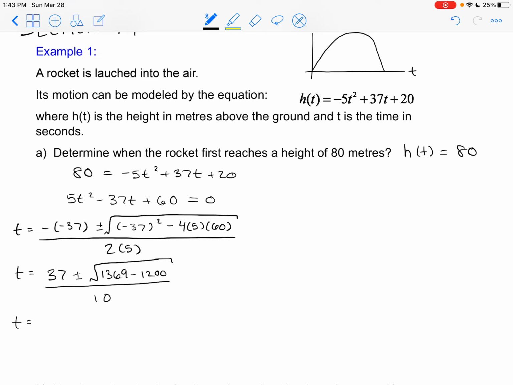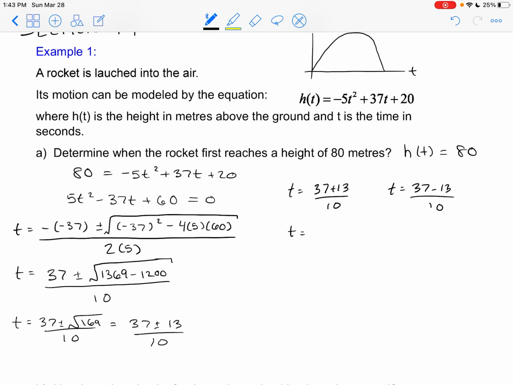So t is equal to 37 plus or minus the square root of 169 all over 10, which is t is equal to 37 plus or minus 13 over 10. So time is equal to 37 plus 13, and it's equal to 37 minus 13. So t is equal to 50 over 10, and here we have 24 over 10. So time is equal to 5 seconds, and time is equal to 2.4 seconds.